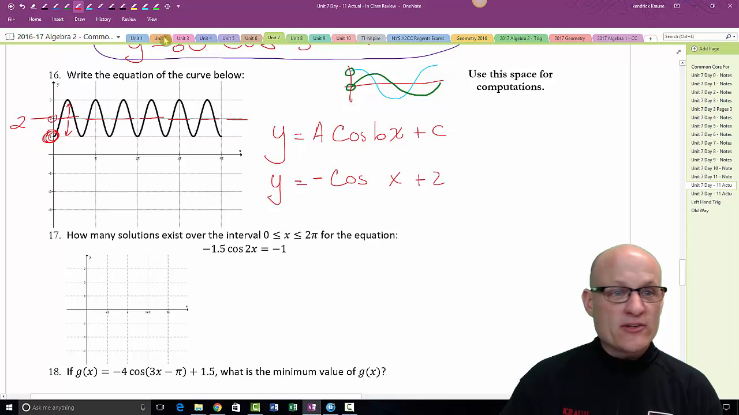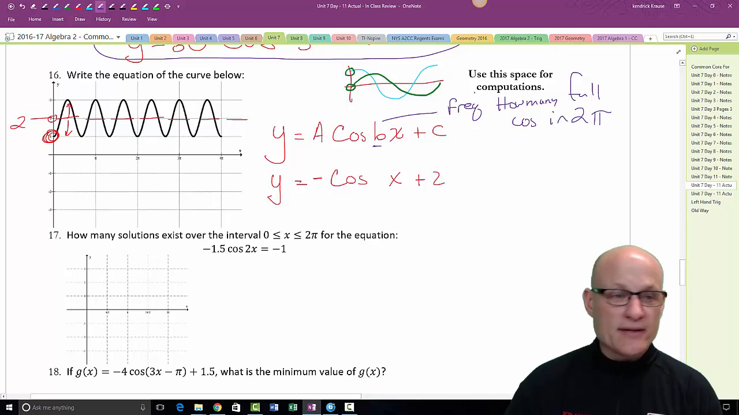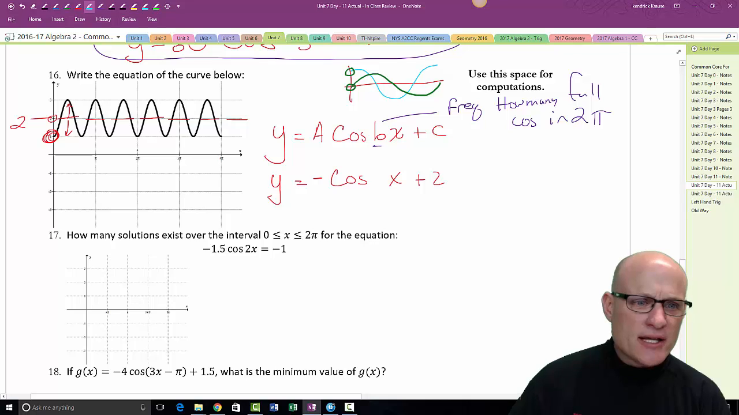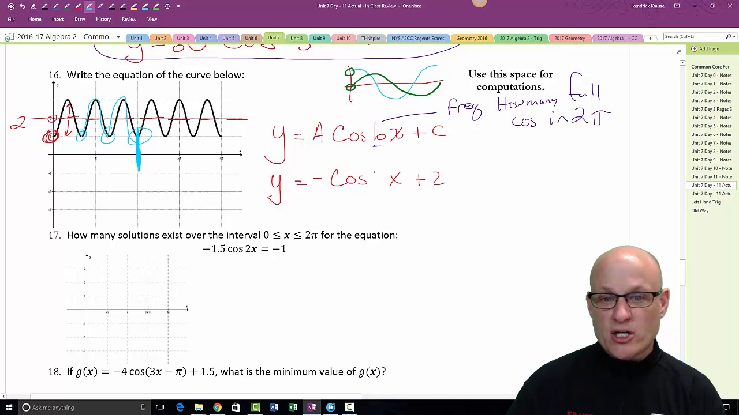Now, remember, this b value is sometimes tricky. This is our frequency. How many full cosines are in 2 pi? So I have to find 2 pi. That's right here. Let's see how many full cosine curves: 1, 2, 3. So I did 3 cosine curves. So there it is, kids. There's the answer to this question.